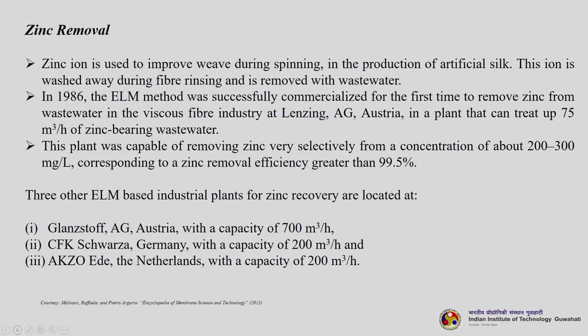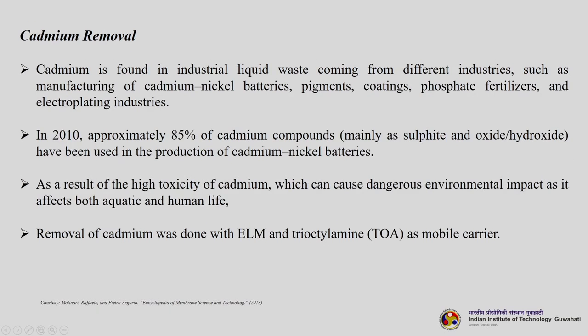Now, this plant was capable of removing zinc very selectively, from a huge concentration of about 200 to 300 ppm, corresponding to a zinc removal efficiency of greater than 99.5%. 3 other ELM based industrial plants for zinc removal are also working. They are at Glanzstoff in Austria with a capacity of 700 meter cube per hour, CFK Schwarz in Germany with a capacity of 200 meter cube per hour, and Akzo Ede in Netherlands with a capacity of 200 meter cube per hour. So, then the next one is cadmium removal.